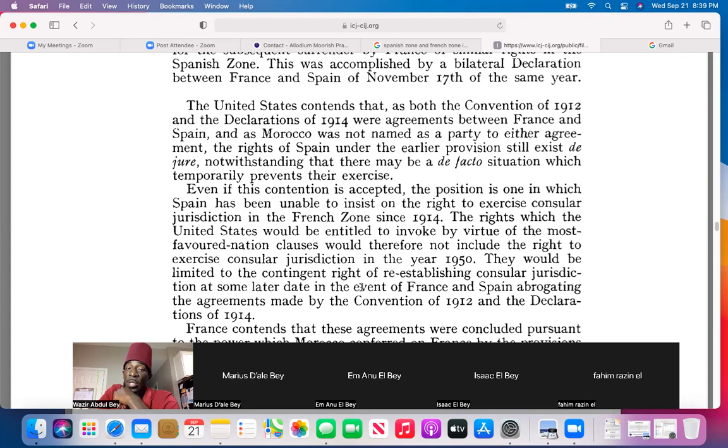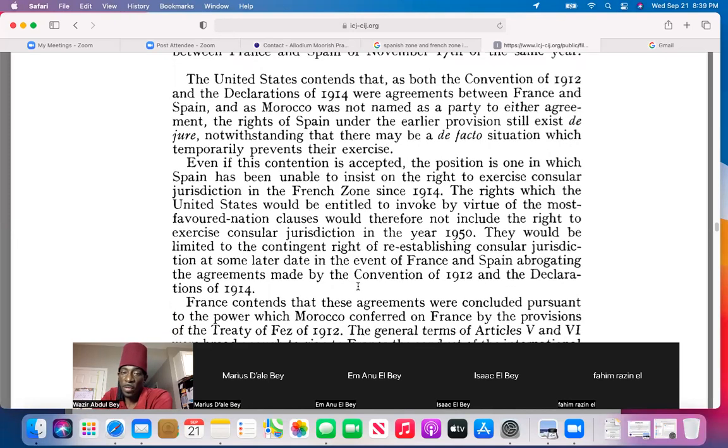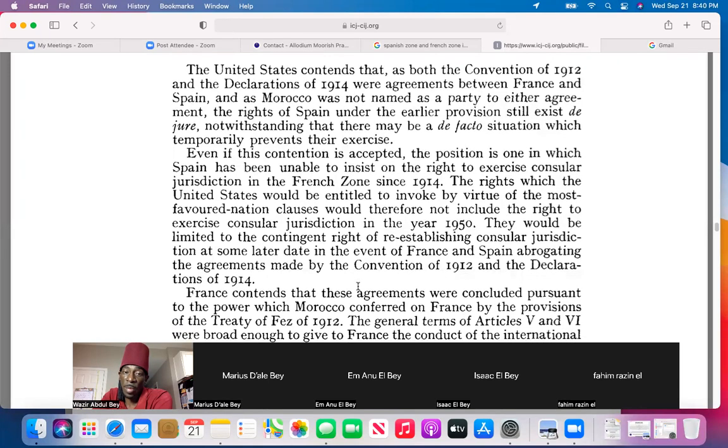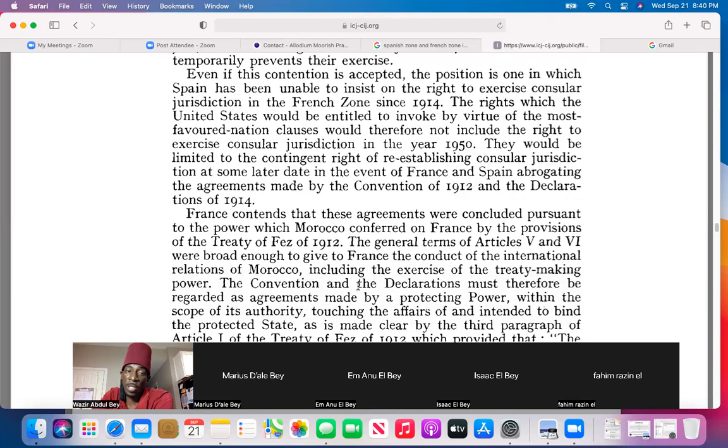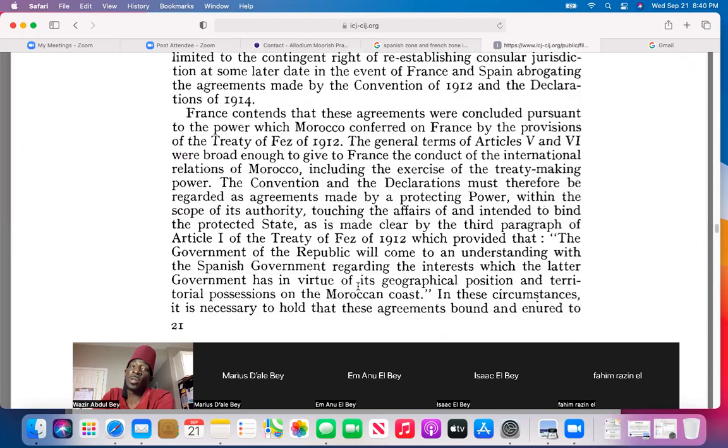They would be limited to the contingent right of re-establishing consular jurisdiction at some later date in the event of France and Spain abrogating the agreements made by the Convention of 1912 and the Declaration of 1914. France contends that these agreements were concluded pursuant to the power which Morocco conferred on France by the provisions of the Treaty of Fez of 1912.